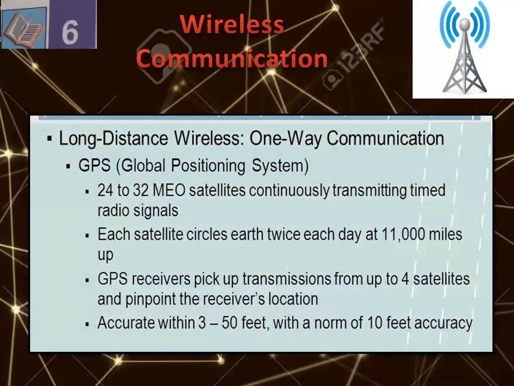Then we have long distance wireless communication. Long distance wireless communication systems provide services that are not possible with the use of cables. It includes cellular and global positioning system. GPS, the global positioning system, uses 24 to 32 MEO satellites continuously transmitting timed radio signals. Each satellite circles twice each day at 1100 miles up. A GPS receiver picks up transmissions from up to 5 satellites and pinpoints the receiver's location, accurate within 3 to 50 feet, with a normal of 10 feet accuracy.